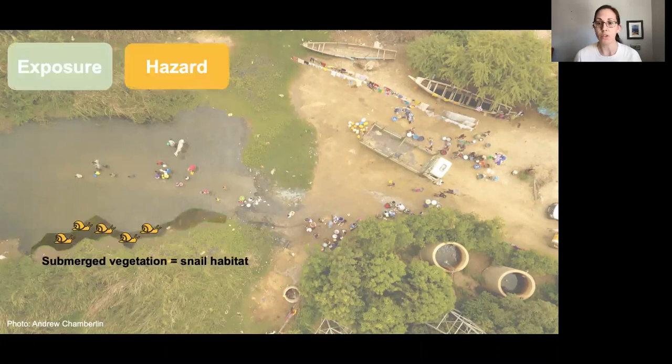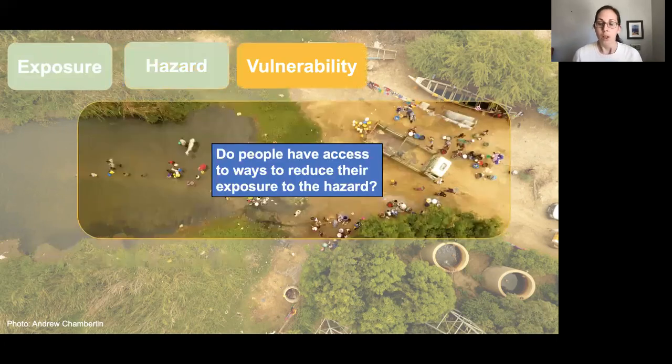We can think of snails or the submerged vegetation where they live as the hazard that makes exposure harmful. The third component of risk is vulnerability, or whether or not people can still meet their needs if they reduce their exposure to the hazard.